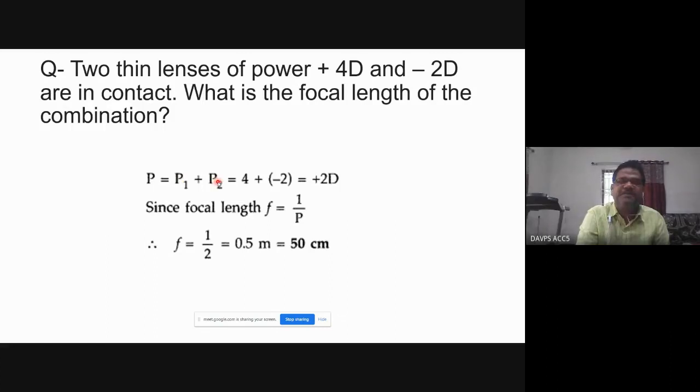P1 plus P2. Actually, you know that the power of a convex lens is plus and the power of a concave lens is minus. So 4 plus minus 2 is equal to plus 2 diopter. And you know that focal length f equals 1 by P, so f equals 1 by 2, that is equal to 0.5 meter or 50 centimeter. Simple question, contact. Your power will be added. Clear?